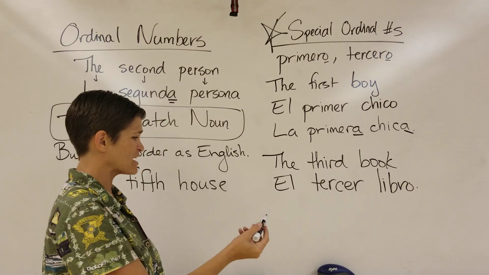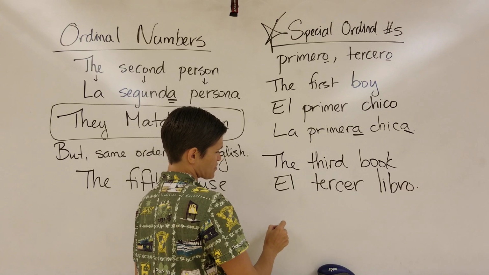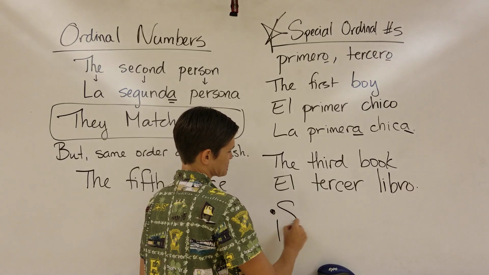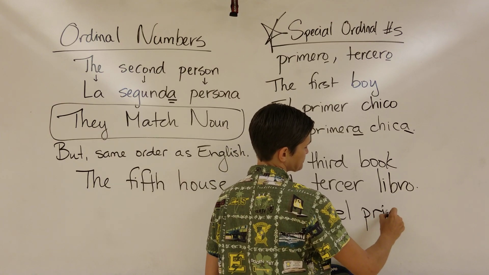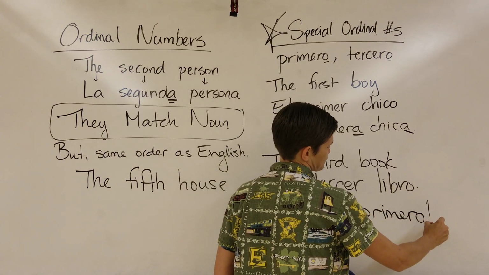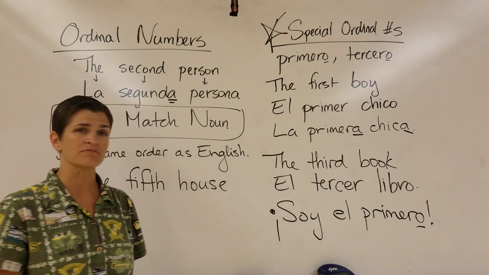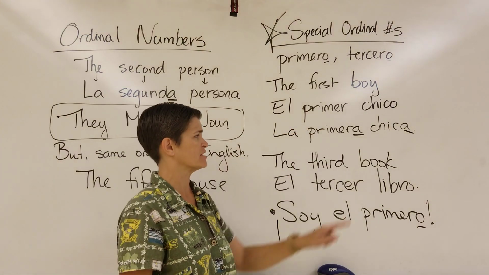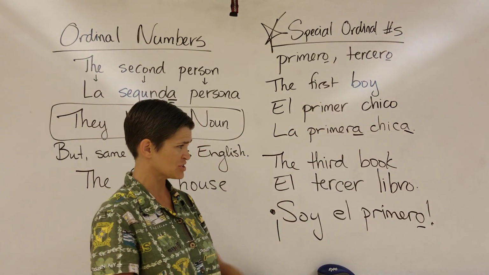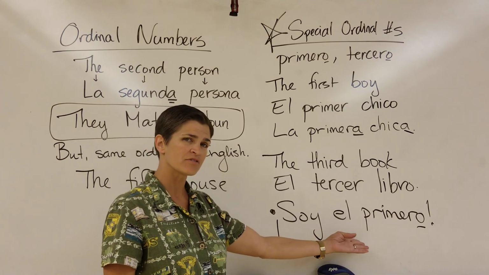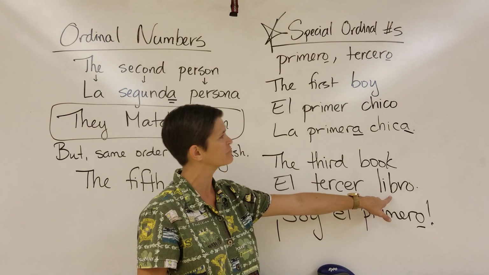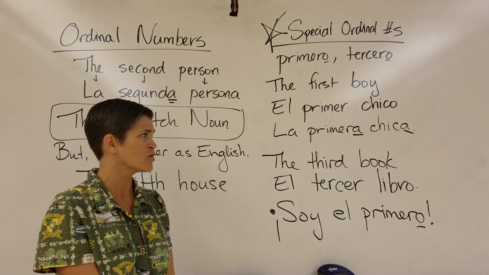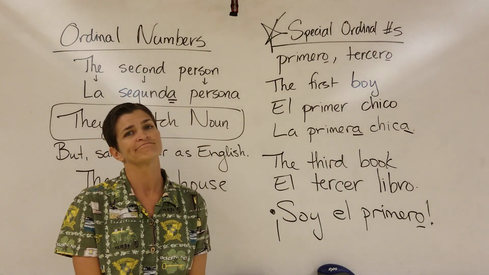Now, if it's at the very end of a sentence, and I'm like, I'm first, soy el primero. Now, that one does not get dropped because it's not in front of a masculine noun. It's just sitting there at the end of the sentence by itself. So that one does not get dropped. It's only when it's right in front of a word, like libro and chico. First and third, drop the turd.